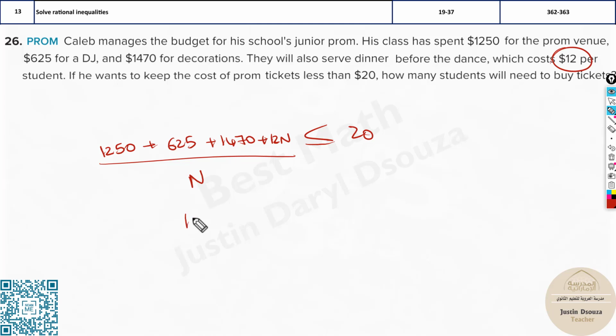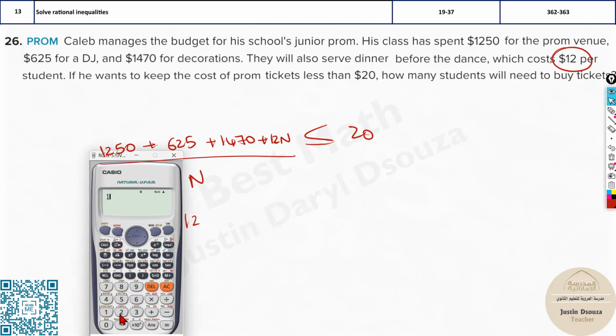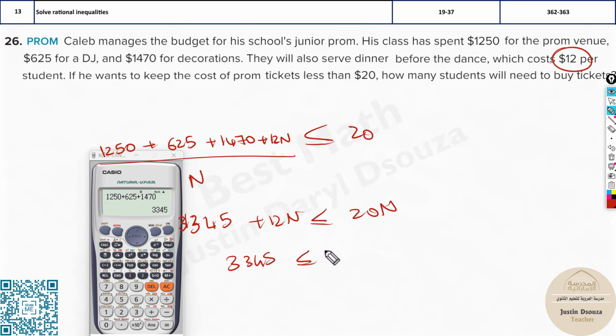What you do is take this n to the other side. You can add this all up over here. You can just use a calculator and you get the answer as well. But now I'll solve it step by step. 1250 plus 625 plus 1470, that'll be all the numbers added together. It'll be 3,345 plus 12n must be less than or equal to 20n. So take this 12n to the other side because this is smaller. It'll be 3345 less than or equal to 20n minus 12n, which is 8n.